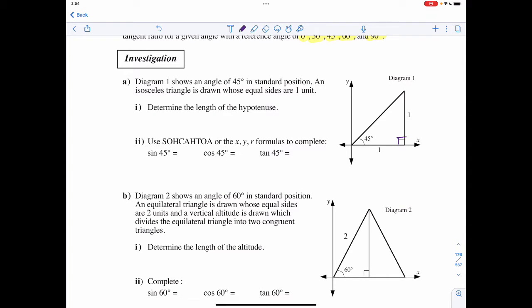If I'm determining the hypotenuse based on this, then my r squared would equal my x squared plus my y squared, or r squared is going to equal 1 squared plus 1 squared, which is just 2. So r would be the same as the square root of 2.